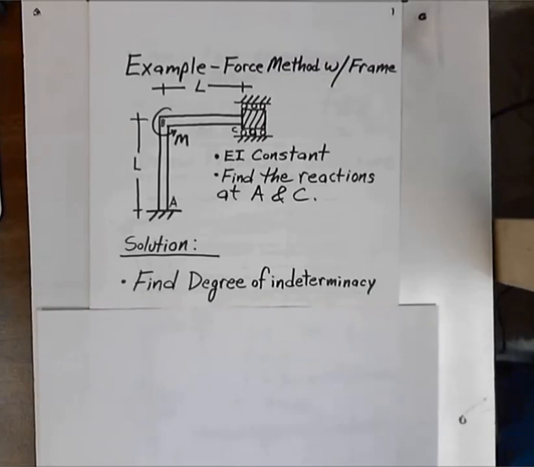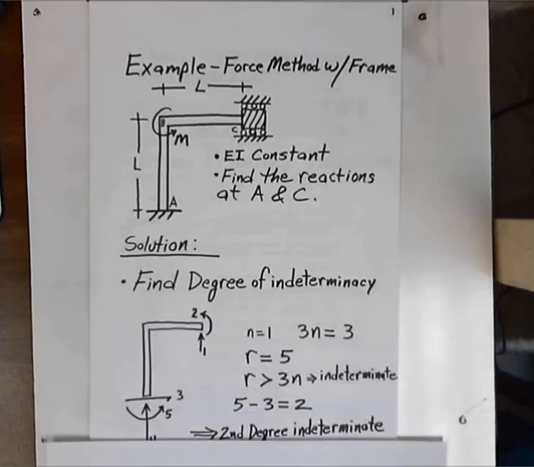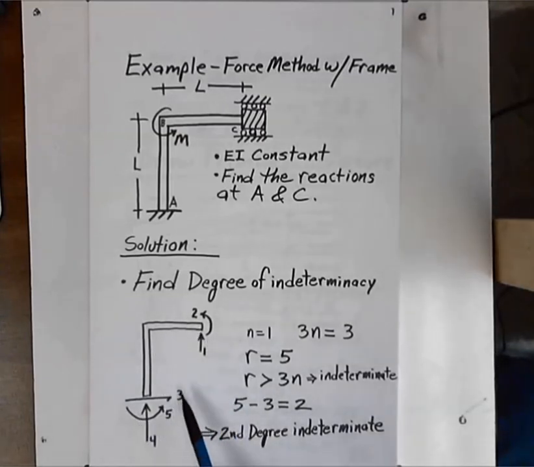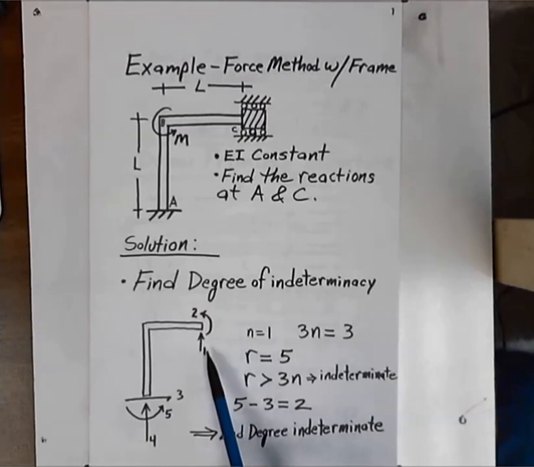First, we need to find the degree of indeterminacy so that we can decide how many redundants we need to use in our force method. And so what I have done here is I have drawn a picture of our frame with all of the unknown reactions indicated. We have a Y reaction at C, a moment reaction at C, and we have a shear, axial force, and moment at A. And I have numbered those redundants. Well, actually they're not redundants yet. They're just reactions in this case.